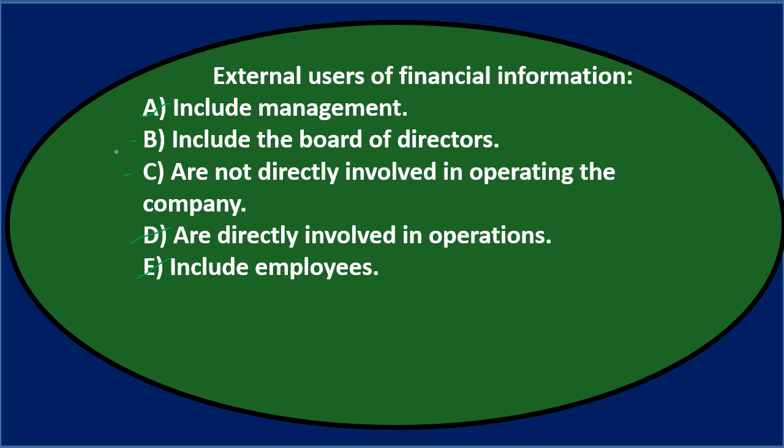External users of financial information are either B, include the board of directors, or C, are not directly involved in operating the company. Of those two, I would think that C is going to be the most appropriate, right? They're not directly involved in operating the company. The board of directors, you can argue, isn't quite directly involved because management is. They basically hire management. So you can make that argument, but the best answer would be C, because it would be more inclusive. So I think C would be the final answer. External users of financial information, C, are not directly involved in operating the company.